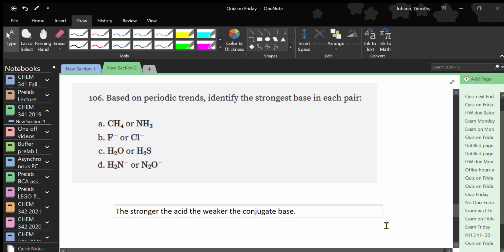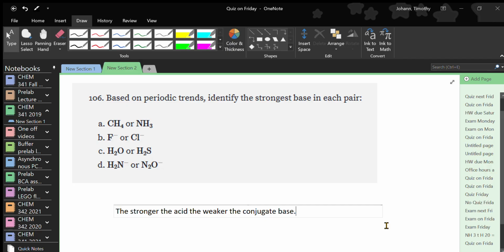All right, so looking at these things up here, what we want to do is go, okay, I've got a CH4 and an NH3. Using my rules on the periodic table, which of these is the stronger acid? NH3, right? More acidic as we go to the right. So if this is the stronger acid, which one's going to be the stronger base? That, right? Does that make sense?